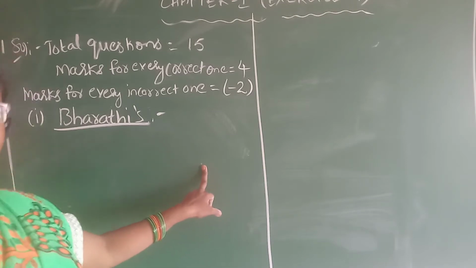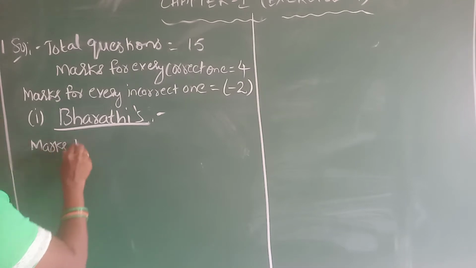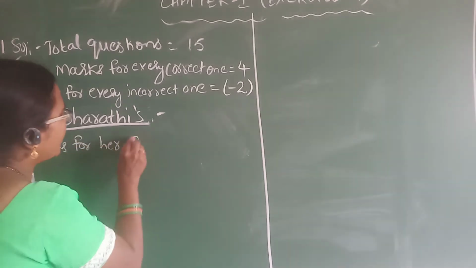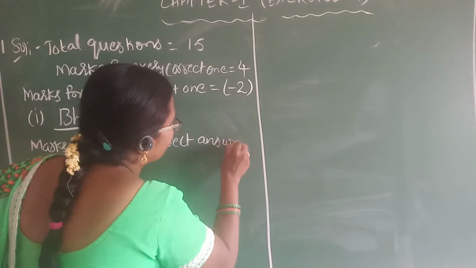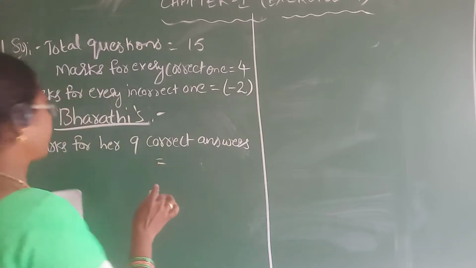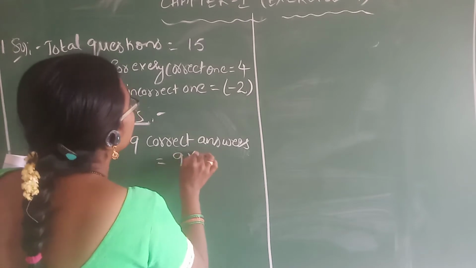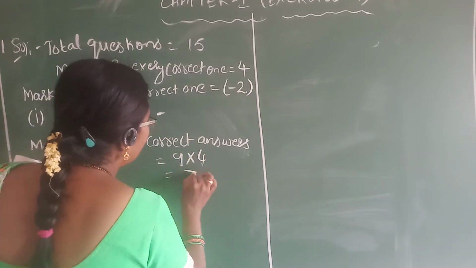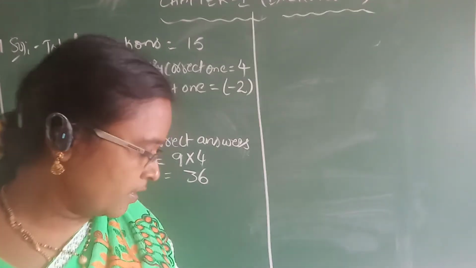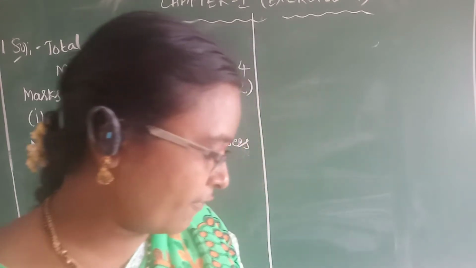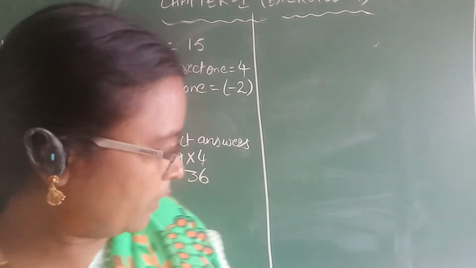So, what is her total score? We shall see. Marks for her 9 correct answers is equal to 9 into 4. So, her marks are 36. Next, one of our friends, Hema, attempts only 5 questions and all are correct. What will be her total score?